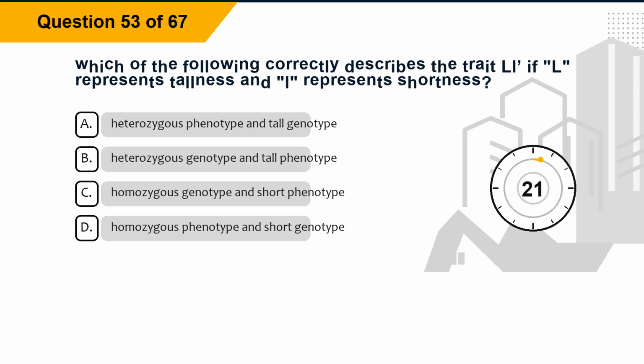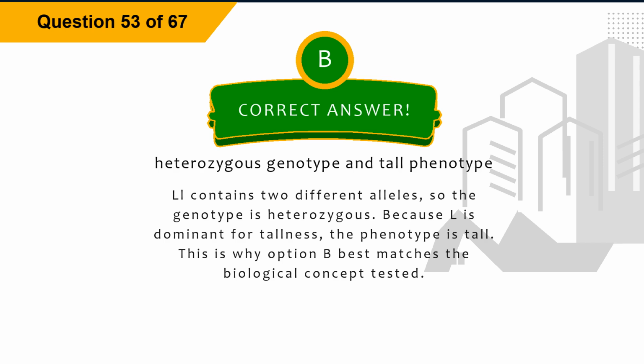Question 53. Which of the following correctly describes the trait Ll, if L represents tallness and l represents shortness? Option A, heterozygous phenotype and tall genotype. Option B, heterozygous genotype and tall phenotype. Option C, homozygous genotype and short phenotype. Option D, homozygous phenotype and short genotype. The correct answer is option B, heterozygous genotype and tall phenotype. Explanation. Ll contains 2 different alleles, so the genotype is heterozygous. Because L is dominant for tallness, the phenotype is tall. This is why option B best matches the biological concept tested.